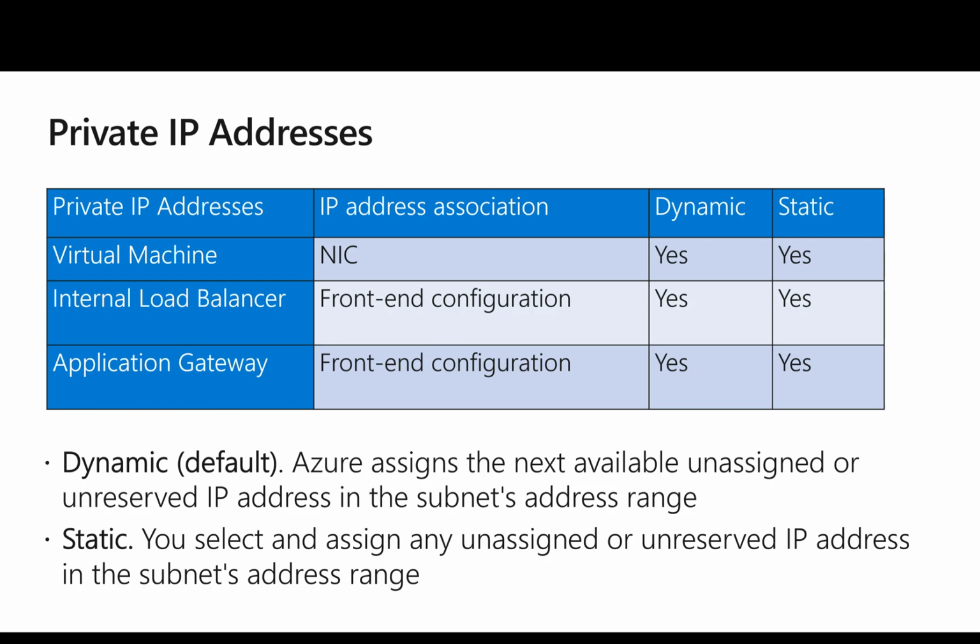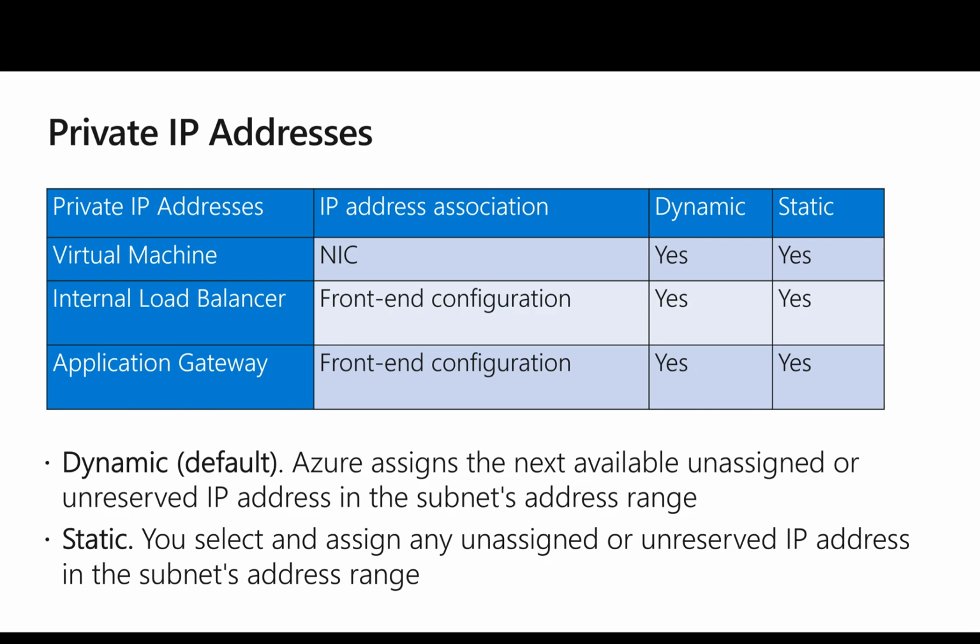And for private IP address, again we can assign it to some of the resources like virtual machine, or the internal load balancer, or the application gateway. And here we have the option to retain the private IP address as static as well, so we can use both static and dynamic assignment.